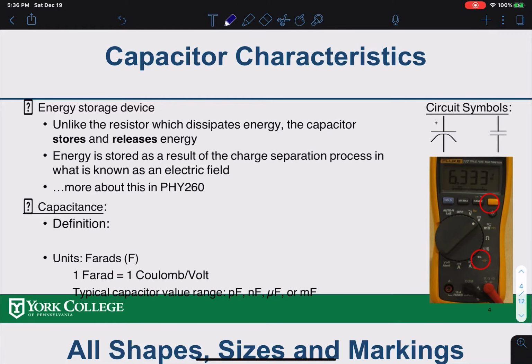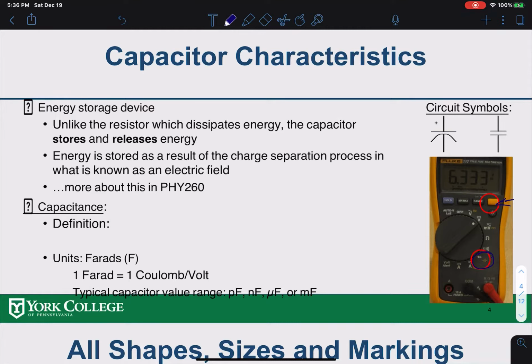We can also measure capacitance using your Fluke 117. If you look here, there is a capacitance sign over here, so you need to bring that knob to that sign. And also this is yellow color, so you have to press the yellow button here. Then you can measure capacitance.